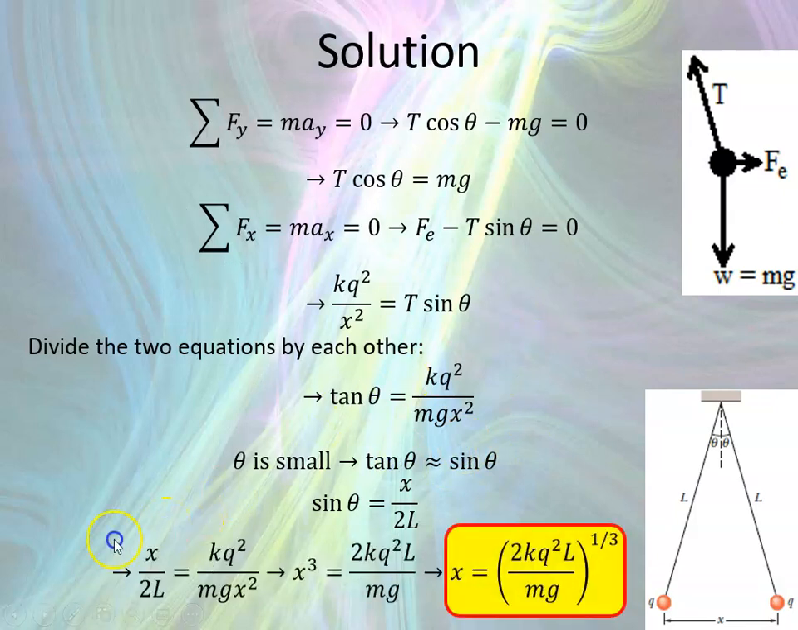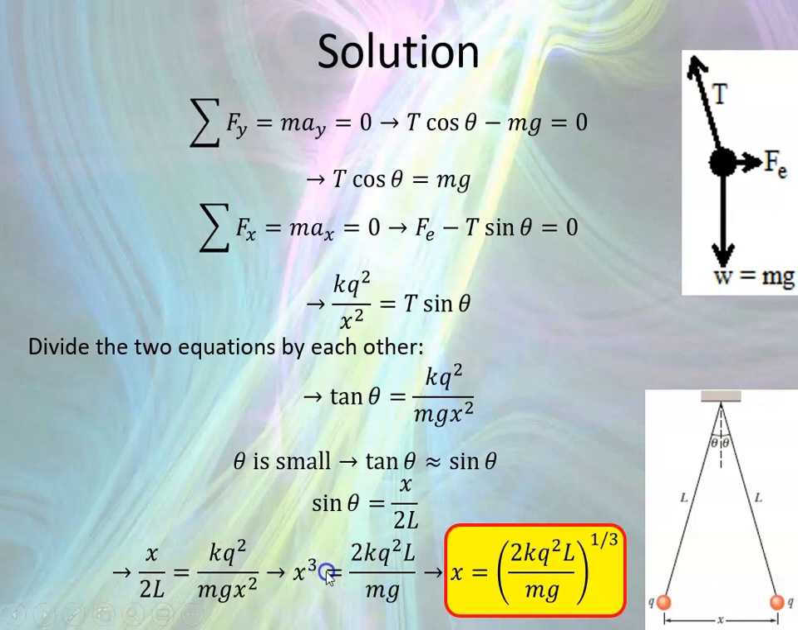So now that we have that, having plugged in sine theta for tan theta and x over 2L in for sine theta, the right side is still kq squared over mgx squared. Well, because of the fact that we made that approximation and we didn't have really nasty square roots coming in, we were able to get all of our x's by themselves without having to solve nasty equations that you get tortured by in your nightmares. So we get x cubed on the left, multiplied both sides by x squared, multiply both sides by 2L, and then you get x cubed equals 2kq squared L over mg.